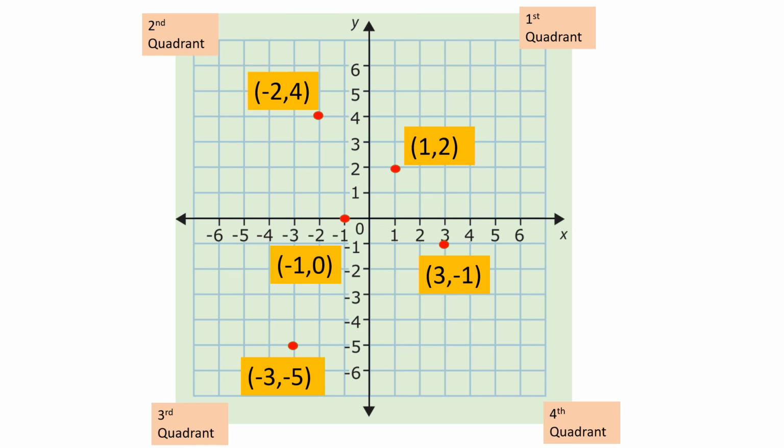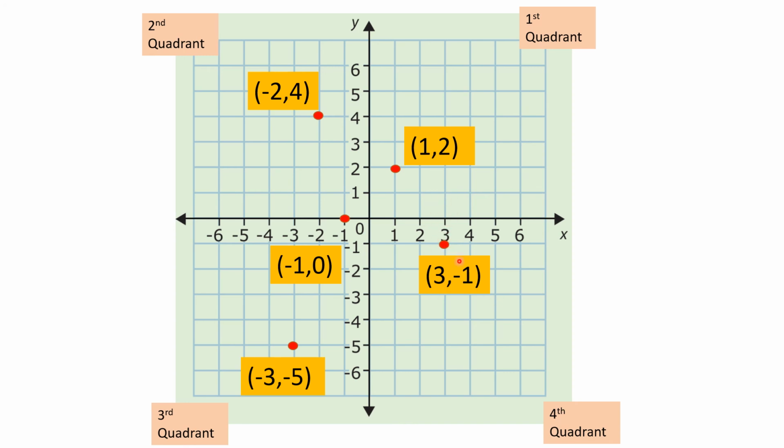They've asked us to verify by plotting those points in the coordinate plane, or the Cartesian plane. So let's plot the points. The first one was (-2, 4). So -2, 4 means x is -2, y is 4. So this is (-2, 4), right? Next one is (1, 2). So 1 is on the x-axis, and 2 is on the y-axis. When you join the lines, you get this point. So (1, 2), right?